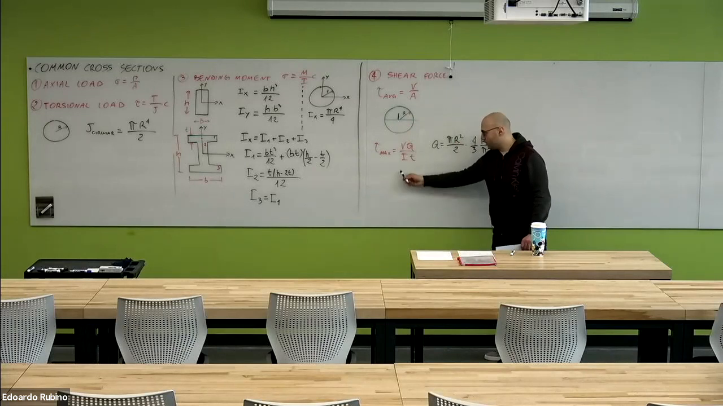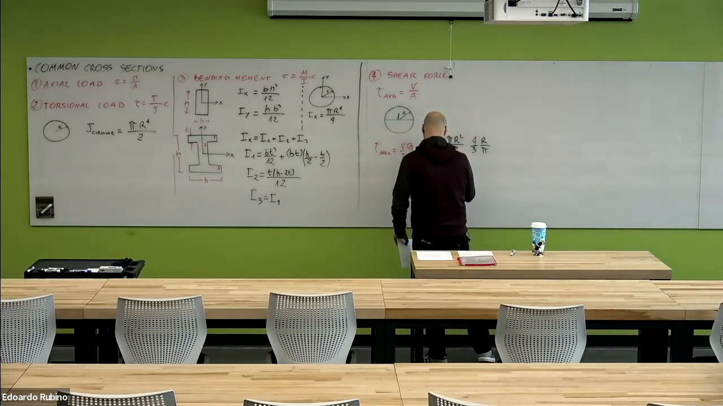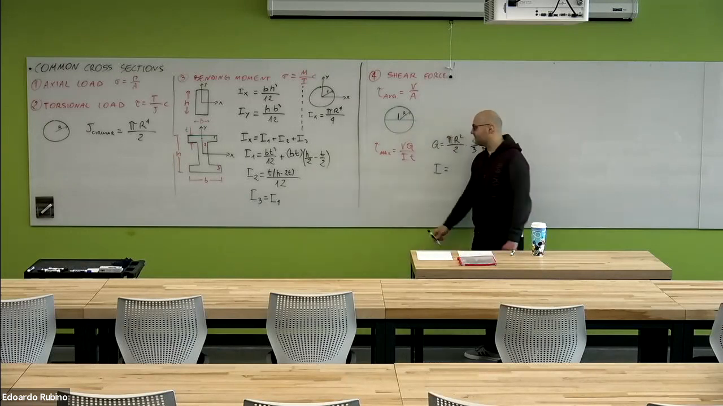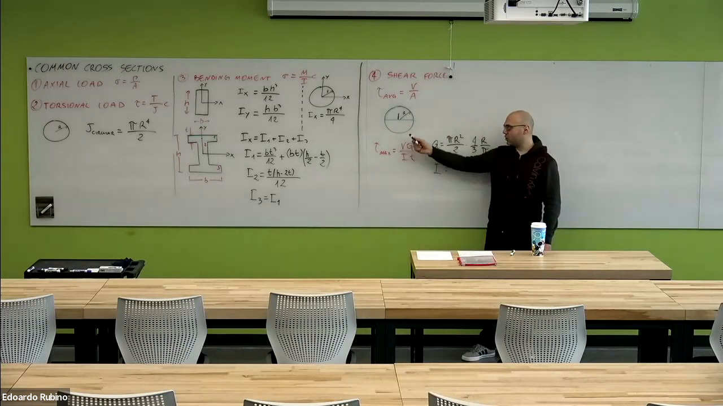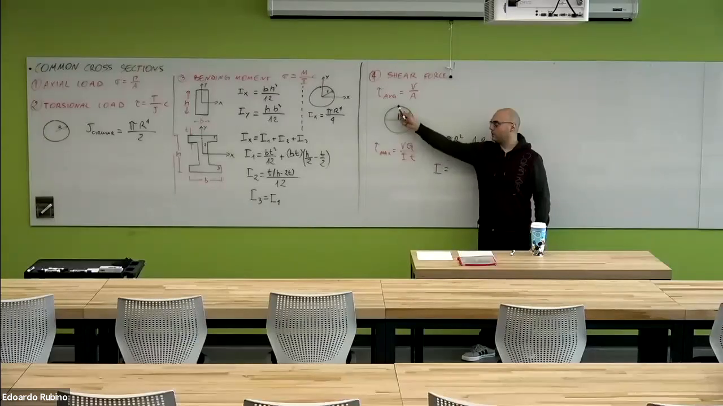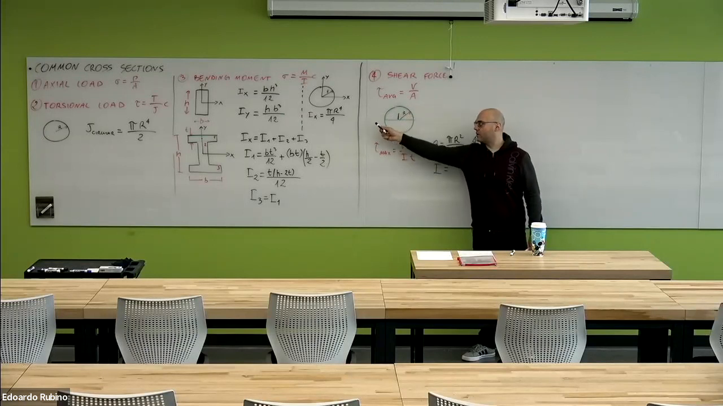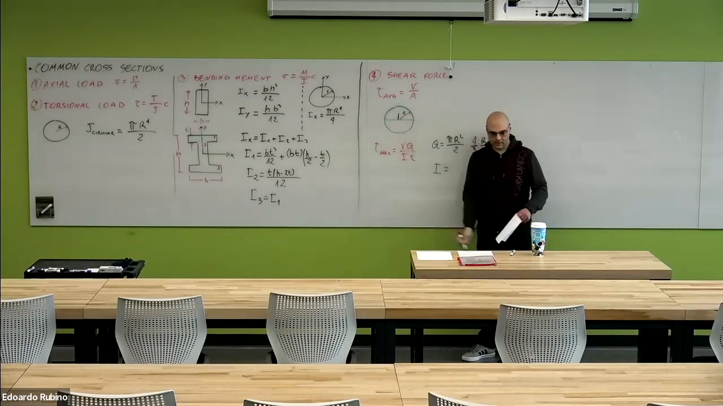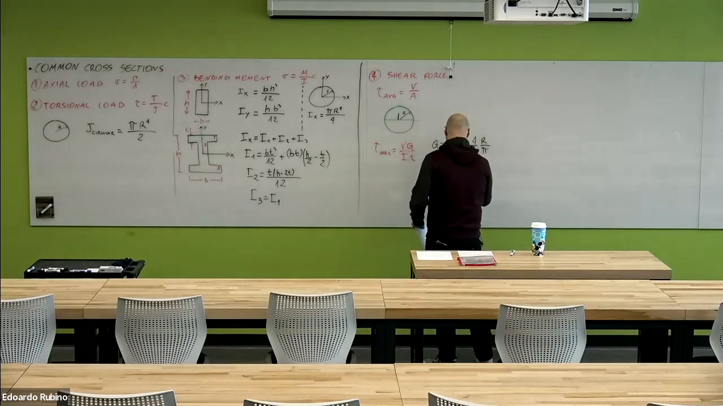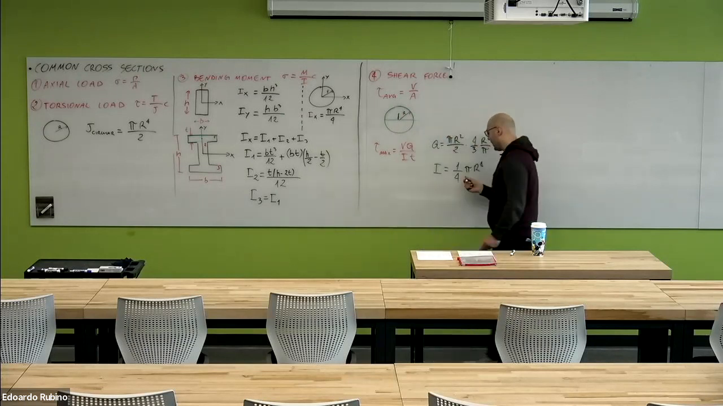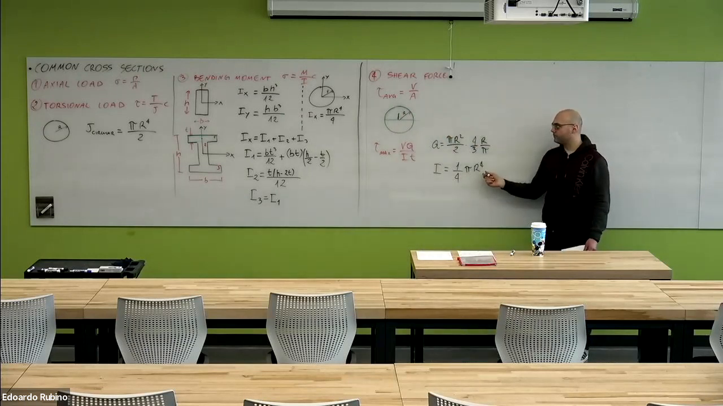Then the other component that we have to look at is the moment of inertia. In this case, the moment of inertia is the moment of inertia of the entire cross section. So in this case, the moment of inertia of the entire circle with respect to this horizontal axis. And it is given by 1/4 pi r to the power of 4.